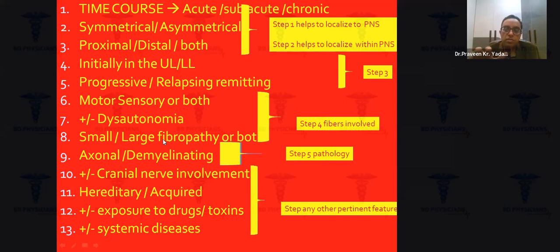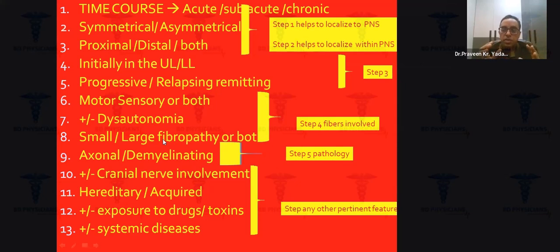Romberg's will be positive, and the position sense of the toe will also be lost. So this is a classical large fiber neuropathy. While the small fiber neuropathies become really difficult to diagnose because the patient will complain of multiple symptoms. They will be having severe pain in the legs, there will be burning sensation, there will be paresthesias and all those things. But on examination, there will be no objective finding.